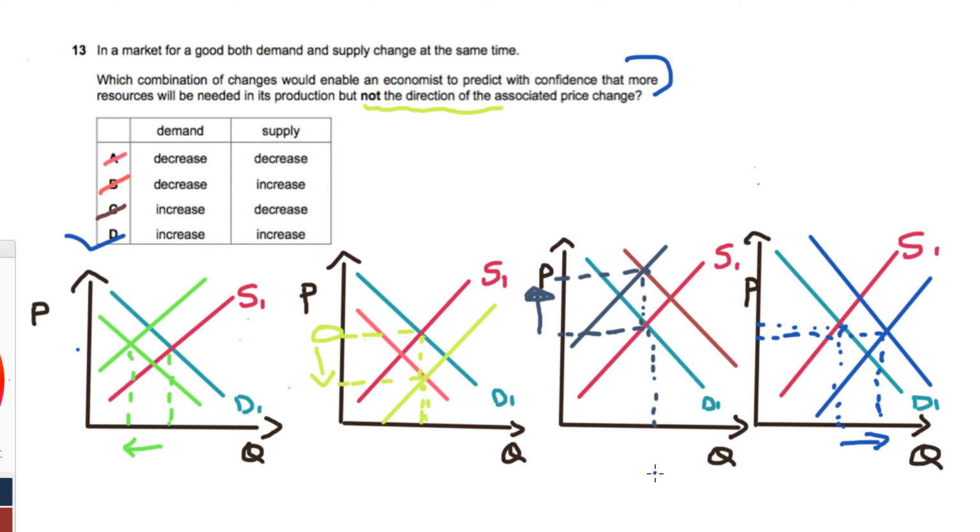So in conclusion, when both demand and supply move in the same direction, we know about the quantity, we don't know about the price. But when they move in opposite directions, we know the direction of the price, but we do not know about the direction of the quantity.